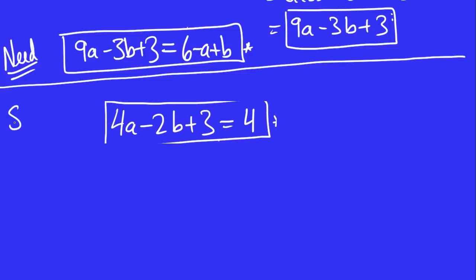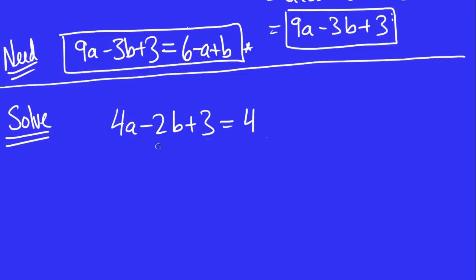And this is what we need to solve now, okay? This is the end of the problem now, kind of. But we still need to solve this system. So this is our first equation. And our second equation is right here. Why don't I just write it down? 9a minus 3b plus 3 equals 6 minus a plus b. All right. How do we solve this?